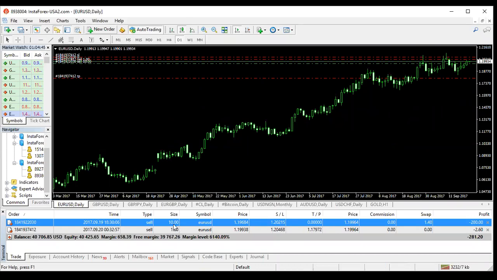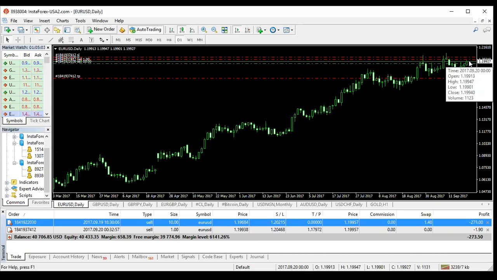So I used 10 lot size, a small lot size, to place the trade, and then I attached 50 pips, but it has not hit my 50 pips. At this point, I have two options. It's either I allow it to hit it or I modify it.